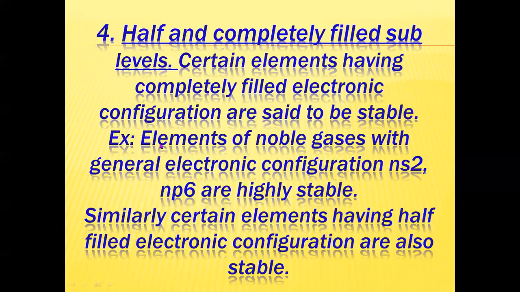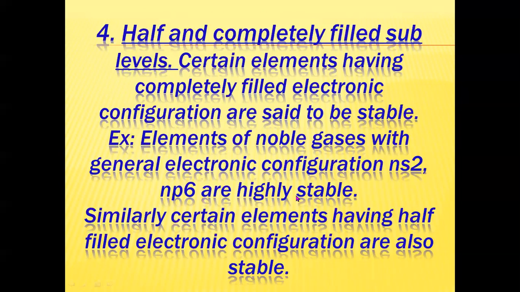So, all elements of noble gases with general electronic configuration ns2 and p6 are highly stable. Why? Because both the ns2 sublevel and np6 sublevel are completely filled. And s means the s orbital can accommodate 2 electrons. There are 2 electrons in that. And p can accommodate 6 electrons. There are 6 electrons in this. Except in the case of helium, which has 1s2, all other elements will have ns2 and np6.